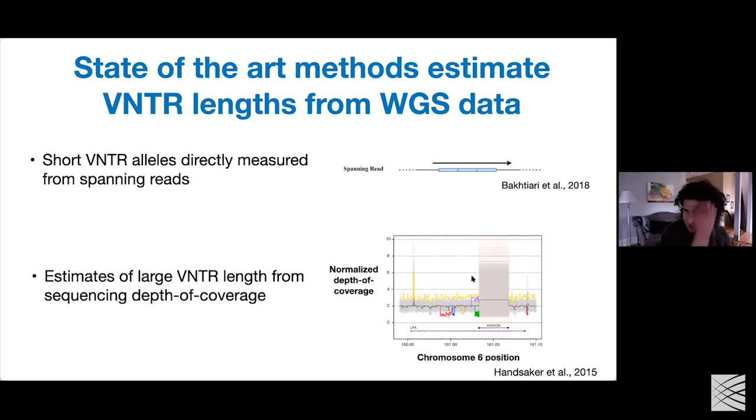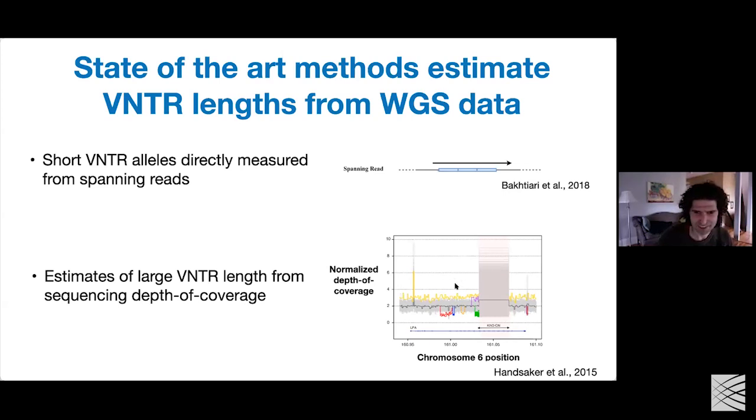Another class of methods tries to estimate VNTR lengths from whole genome sequencing depths of coverage. If you randomly and uniformly cut up and sequence an individual's genome, the amount of DNA sequence from a particular VNTR should be proportional to the length of that VNTR. By measuring the number of reads that actually map to the VNTR, the so-called depth of coverage at the VNTR, you can get an estimate of the VNTR length.